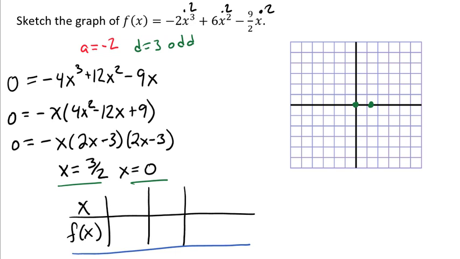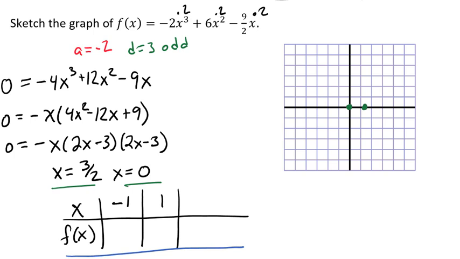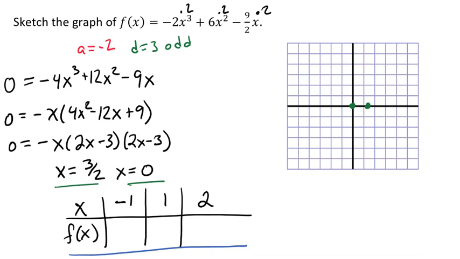So we're going to make a table. All right, here we have our table. Let's start with a number that's smaller than 0, and an easy one is negative 1. Now a number between 0 and 3/2: a positive 1 is between those, which makes it easy. And a number that's bigger than 3/2 is the number 2.